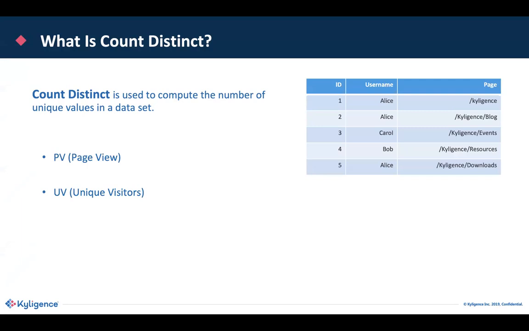For PV, it's quite simple. Just count how many records we have totally in this table. But for UV, we need a count distinct function. In this example, we need to find out the username column, remove duplicate values, and count the number of different values. And then we can get the result of count distinct is 3. So quite simple, right? But imagine that if there are tens of billions or hundreds of billions of rows that need to be counted, it will become very complicated and time-consuming.